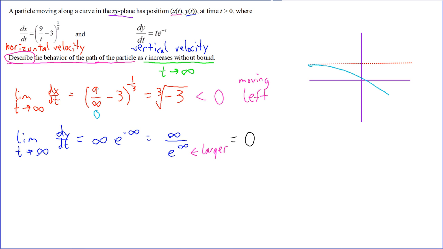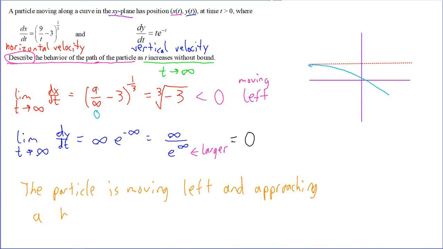So how we could describe the behavior of the path of the particle, you can say the particle is moving left, and approaching a horizontal asymptote.